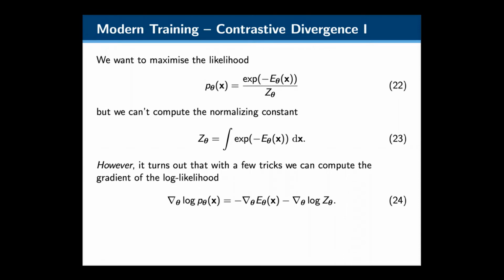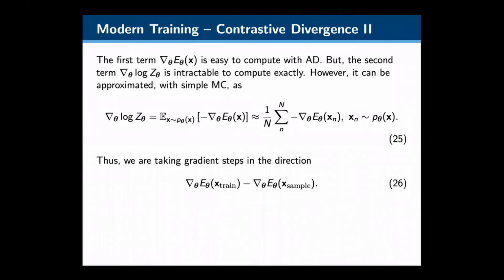So the summary is we want to maximize the likelihood. We can't because of this annoying normalizing constant, but it turns out we can do some tricks and we can compute the gradient of the log likelihood, as shown in equation 24 there. Of course, here we still have an annoying partition function, the normalizing constant. But it turns out, and I'm afraid I don't have the derivation here, that this annoying gradient can be approximated with a simple Monte Carlo estimator. And there's a reference at the end which has the derivation for this.